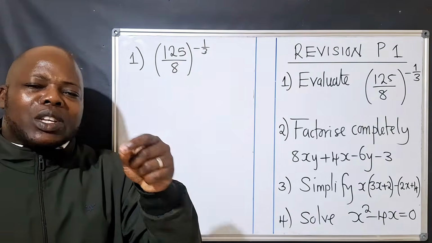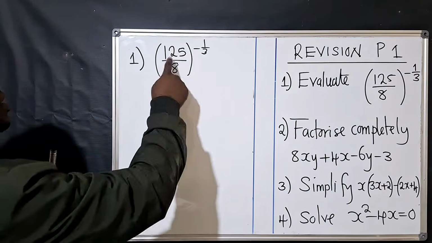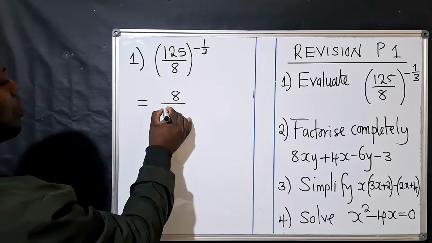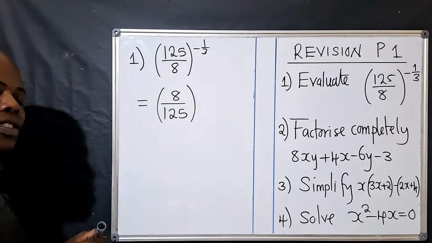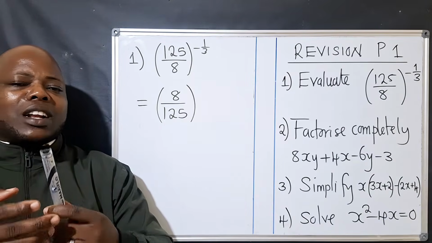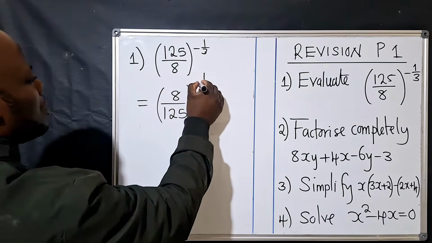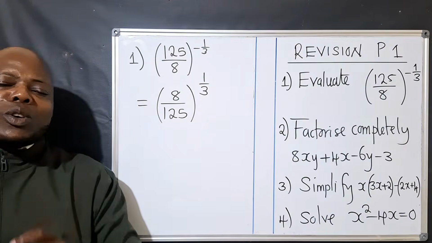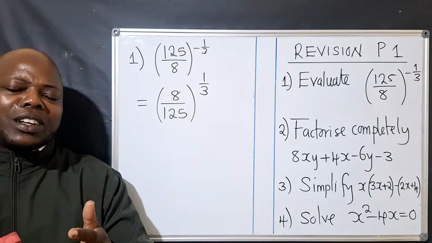The moment you see that the power has got a negative sign, you go to what is inside and you flip. What is down goes on top, and what is on top comes down. And this is what we call reciprocating in mathematics. And once you do that, you write it as a positive power. I don't know if this has made sense to you. Please comment in the comment section if you've understood how to reciprocate.